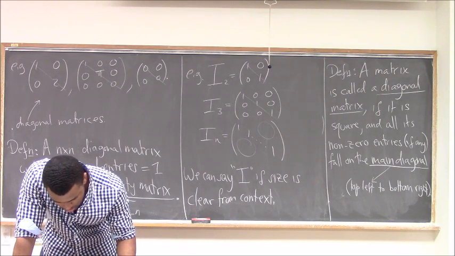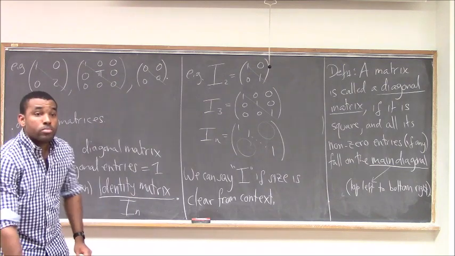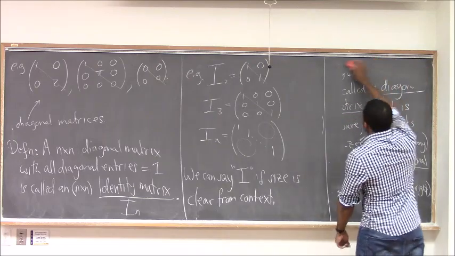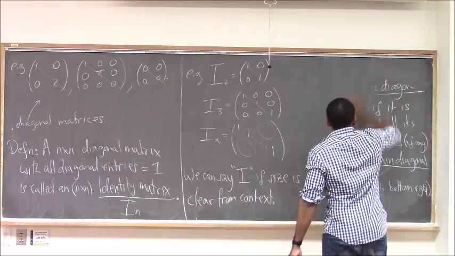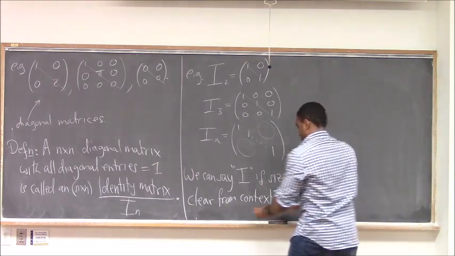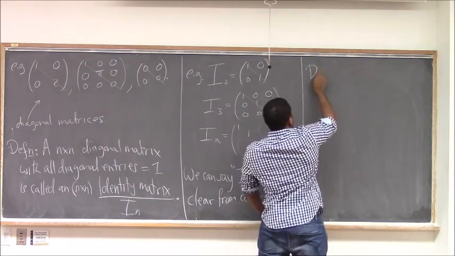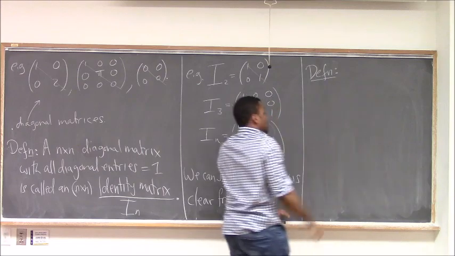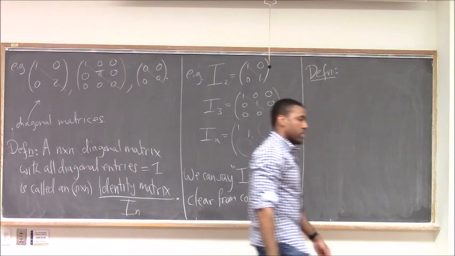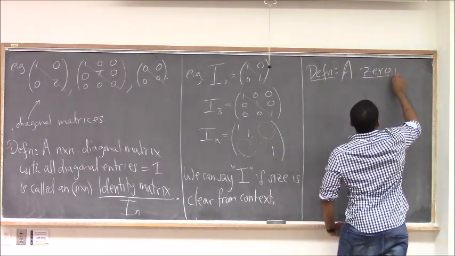We now talk about the zero matrix and then start talking about operations. Okay. Definition. Now, strictly speaking, in 346, this is not always true, but in 392, it's always true. A zero matrix.